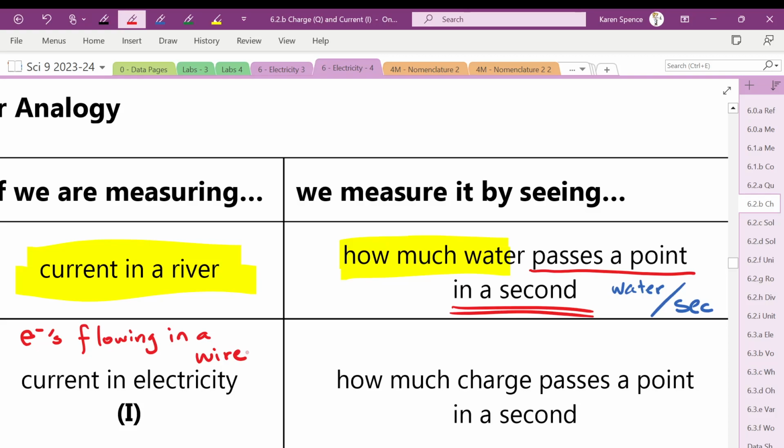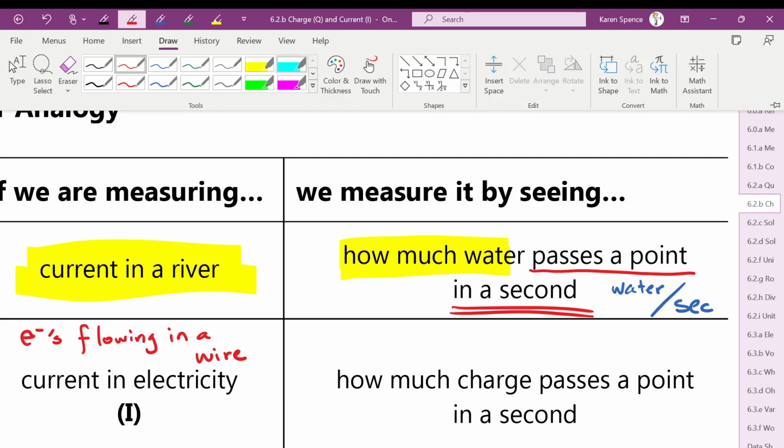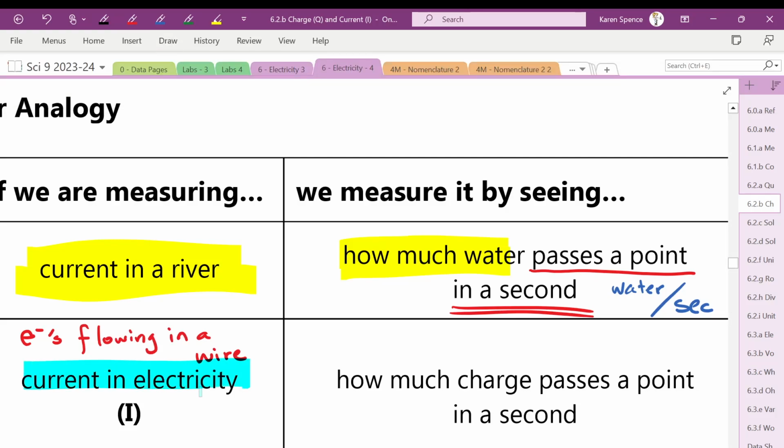And what's the symbol for current? I. So when we have current in electricity, we wouldn't be measuring how much water per second. We would be measuring how much charge per second, because it's how much charge passes a point in a second.